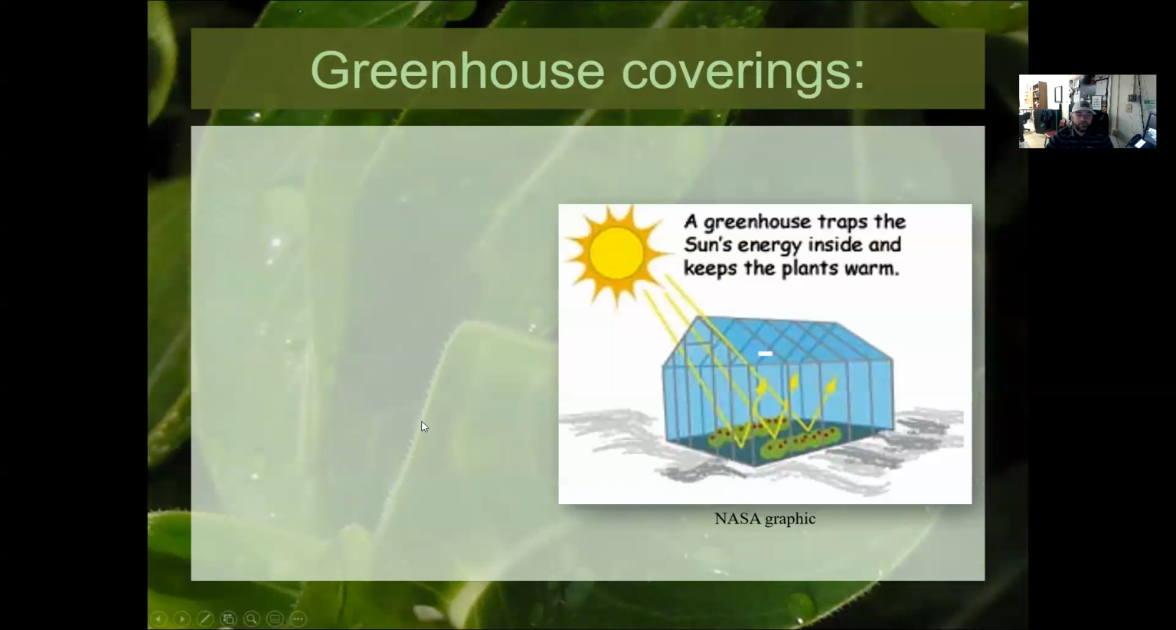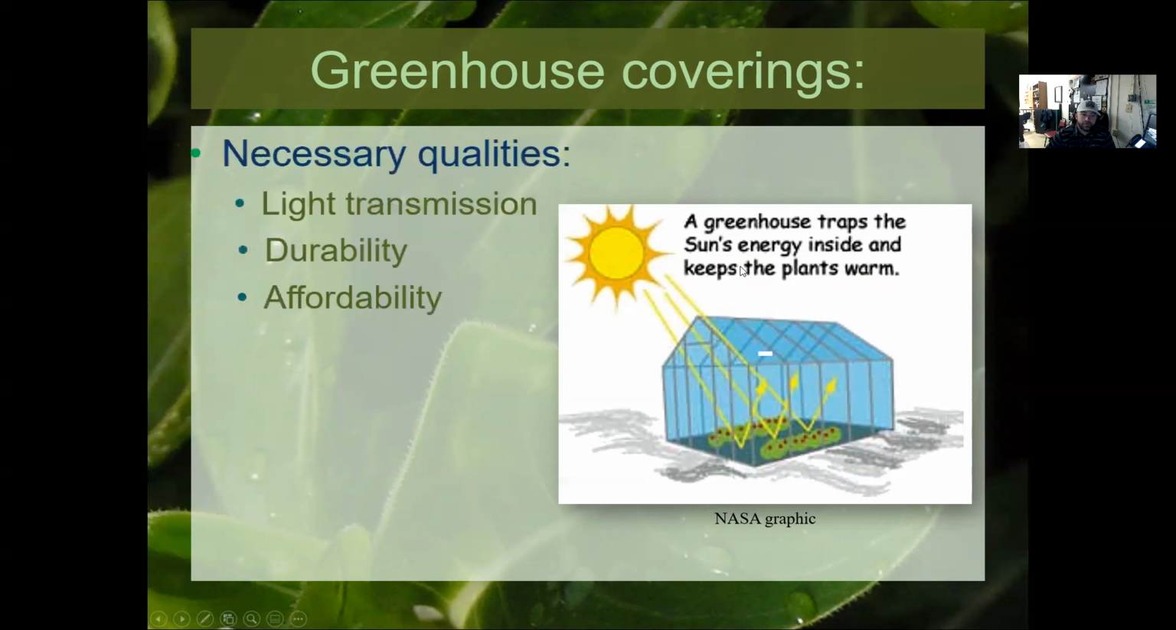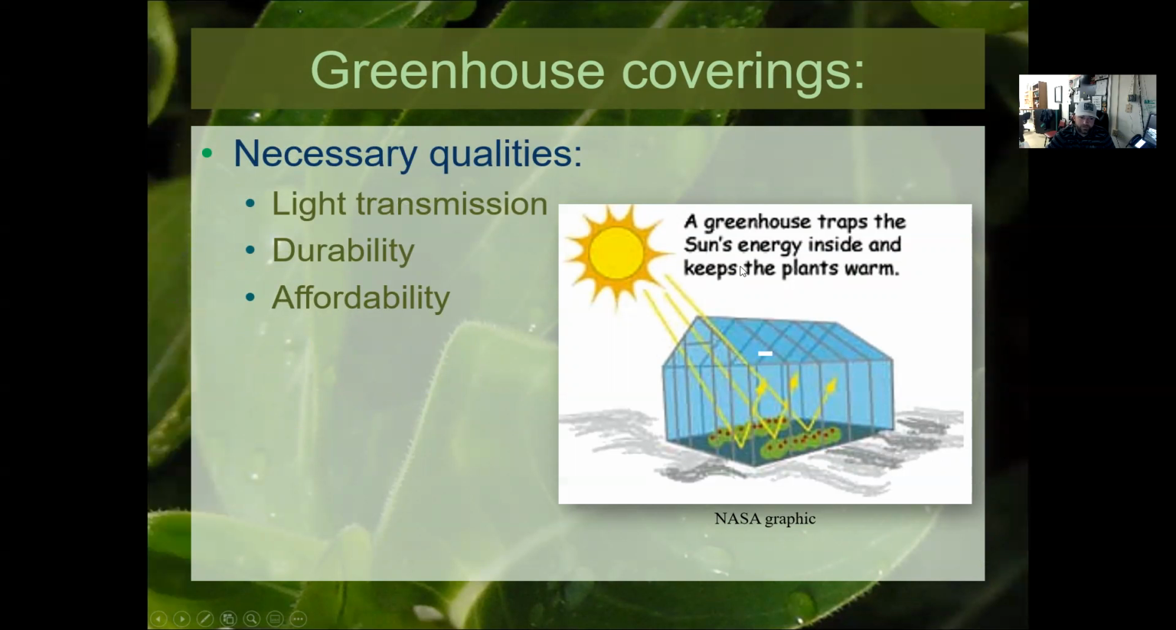So covering materials, or greenhouse coverings. So we have some necessary things here. We need light, we need durability, and depending on the company you work for, affordability. So a greenhouse traps the sun's energy and keeps the plants warm. This is good and bad. If you're in a climate like the Northeast here in the United States, you definitely want a lot of sun coming in because over the fall, winter, and spring months, you're going to want that heat. But you're also going to want a good venting system because it's going to get very hot in there in the summer. So sometimes you end up keeping the door open and running those fans all day long.